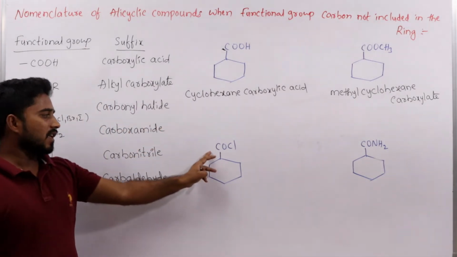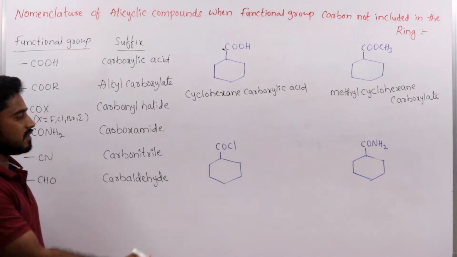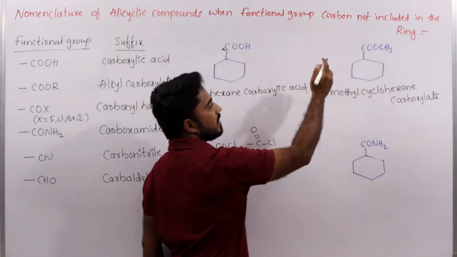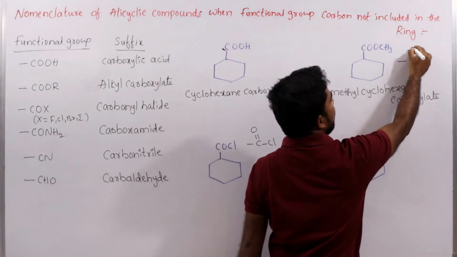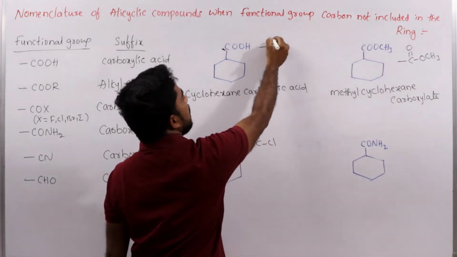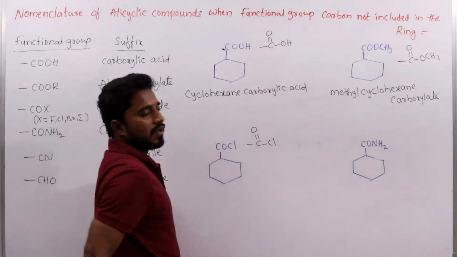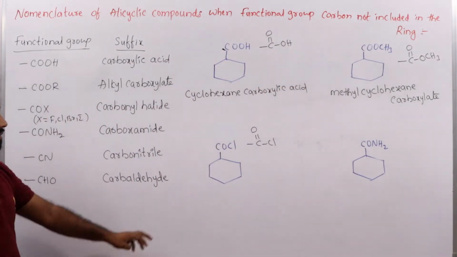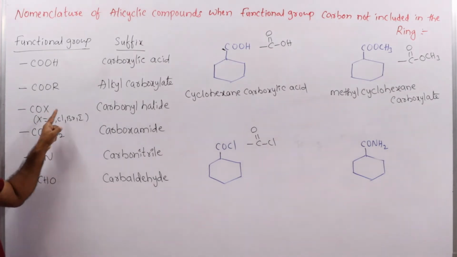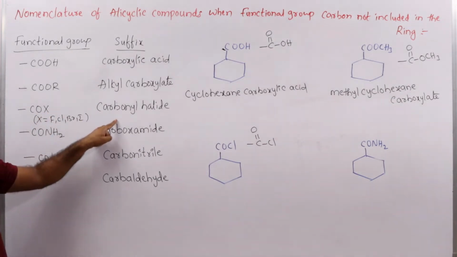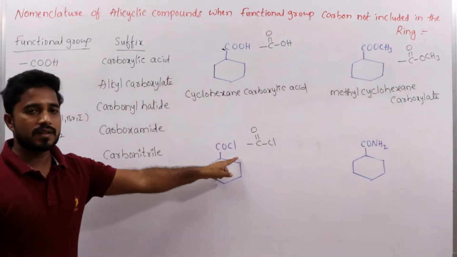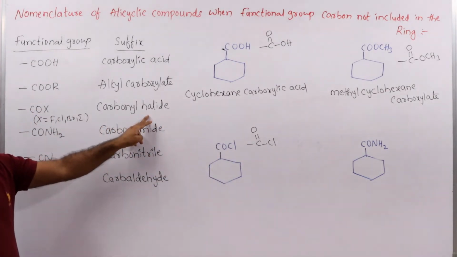Let's take COCl. COCl you can also write as C double bond O Cl. Here the ester you can also write as C double bond O OCH3, and COOH you can also write as C double bond O OH. Correct or not? Right. When you take COCl, this is an acid halide functional group. For that, which suffix do we have to use? The carbonyl halide suffix. Here X is chlorine, that's why we use carbonyl chloride.